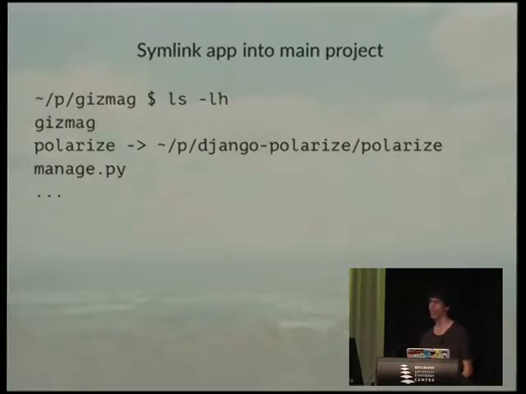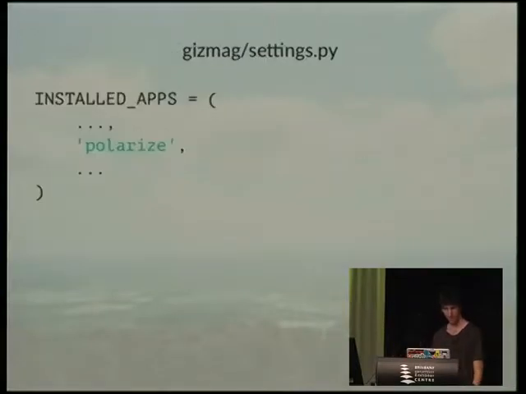I find when I'm working on a reusable app, I like to symlink that app into the main project I'm working on at the time, so in this case, Gizmag. And that means I can work on the Gizmag project alongside this reusable app, and I can make sure that they're integrating together properly. Then I just add in Polarize into the installed apps for Gizmag.